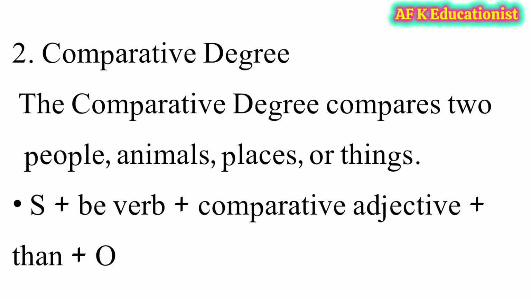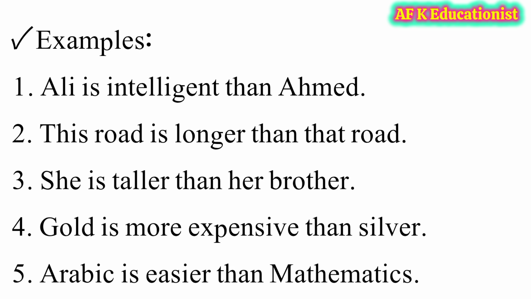2. Comparative degree. Definition: the comparative degree compares 2 people, animals, places, or things. We usually add er to short adjectives or use more before long adjectives. We often use than in comparative sentences. Formula: subject plus be verb plus comparative adjective plus than plus object. Examples: Ali is more intelligent than Ahmed.